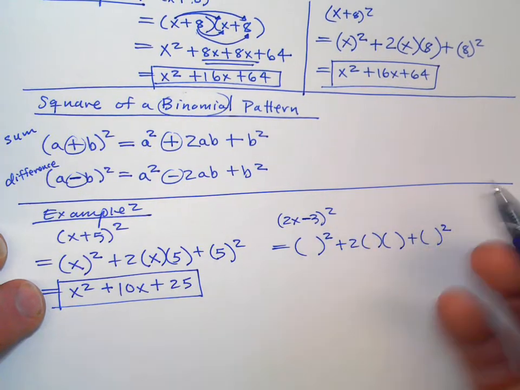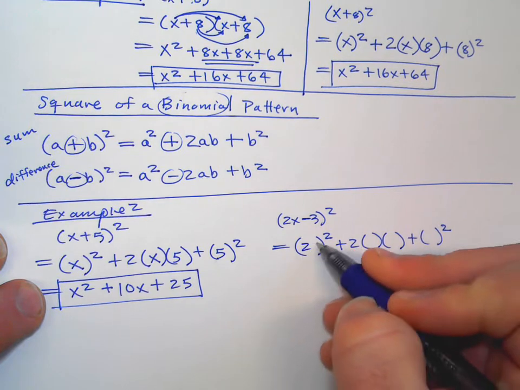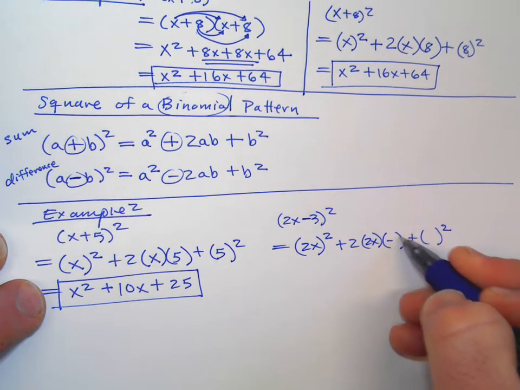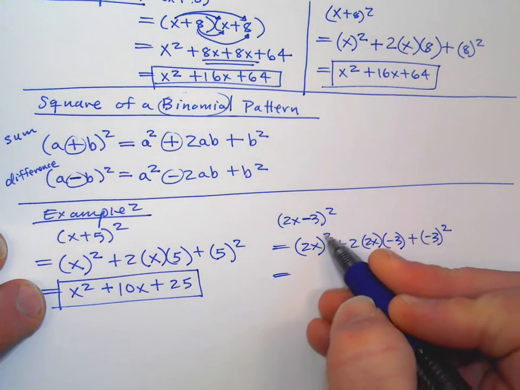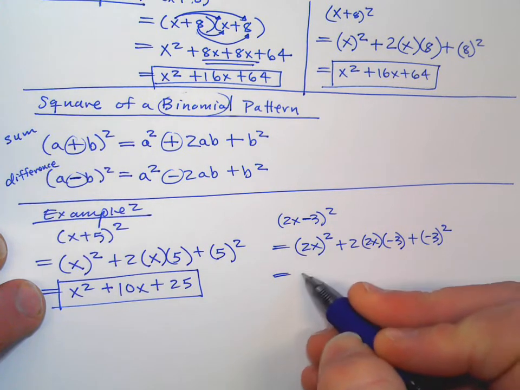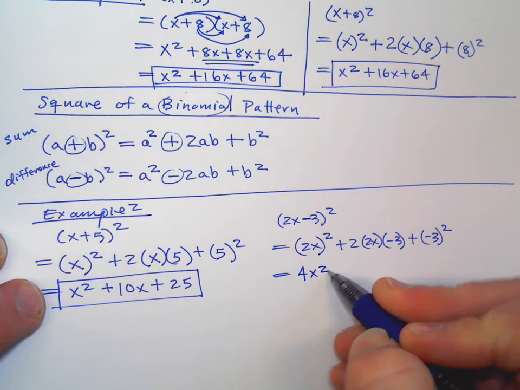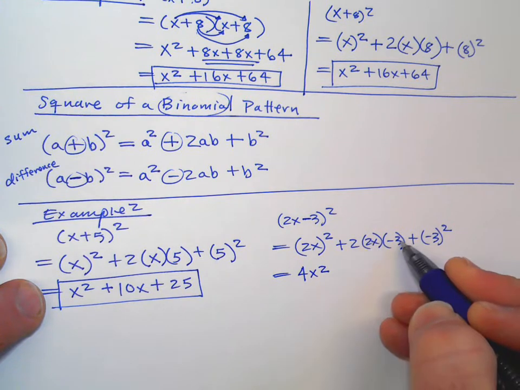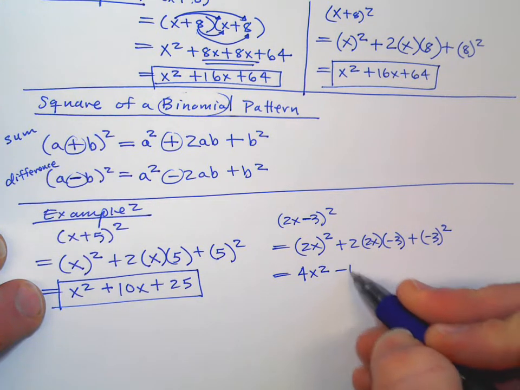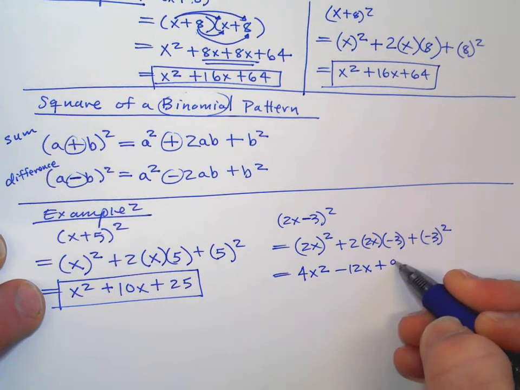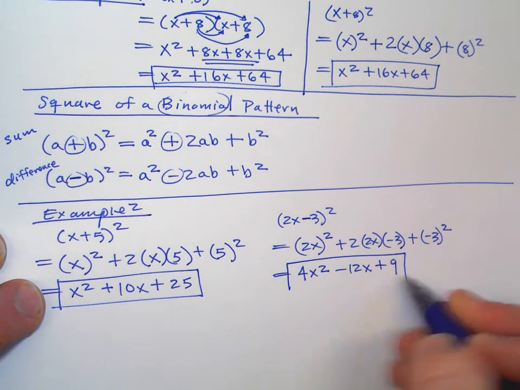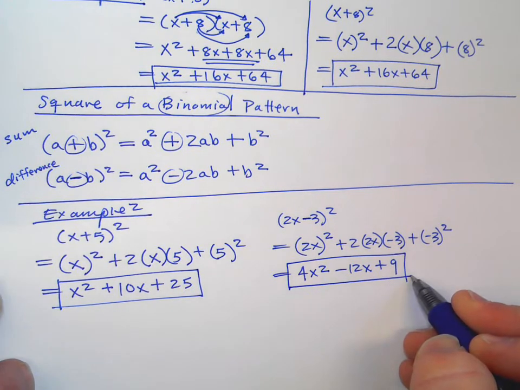So to me, it's the same pattern. I put a 2x here, I put a 2x here, I put a negative 3 there, and a negative 3 there. So now when you square this, the 2 gets squared and the x is squared. So that's 4x squared. 2 times 2 is 4, times 3 is 12, so it's minus 12x plus negative 3 squared is positive 9. Negative 3 times negative 3 is positive 9. And that gives you the right answer.